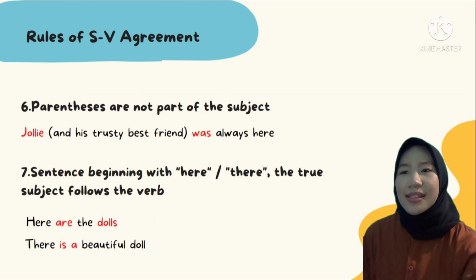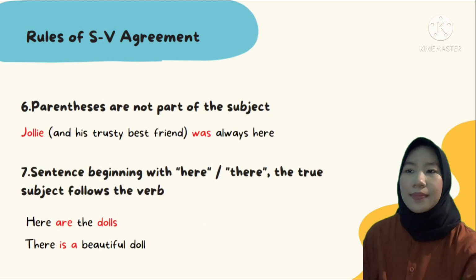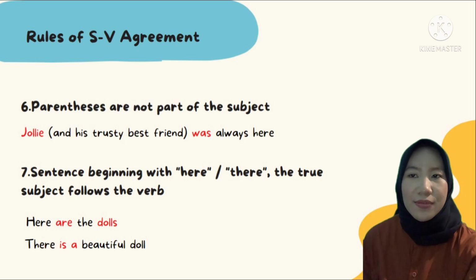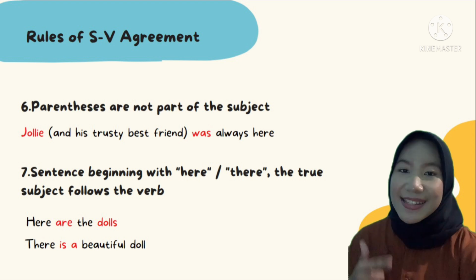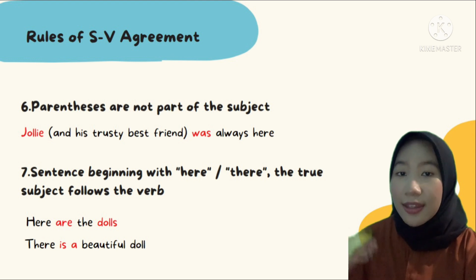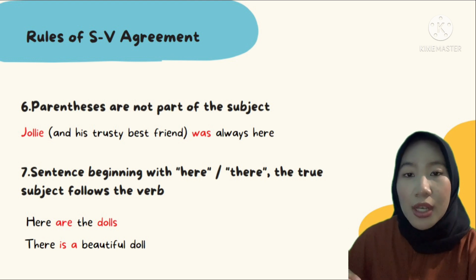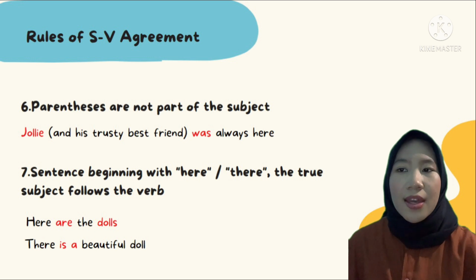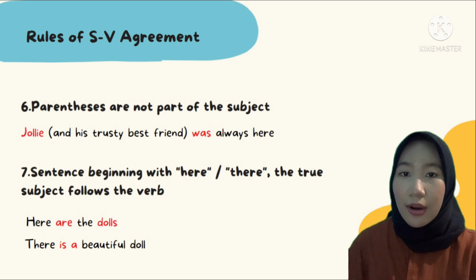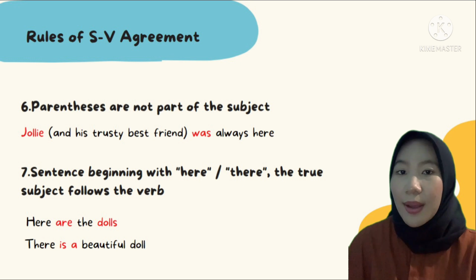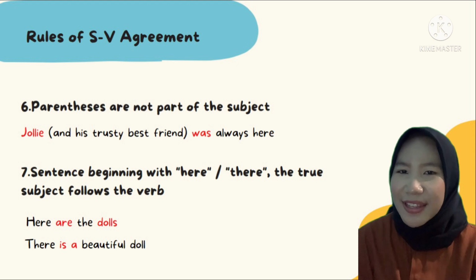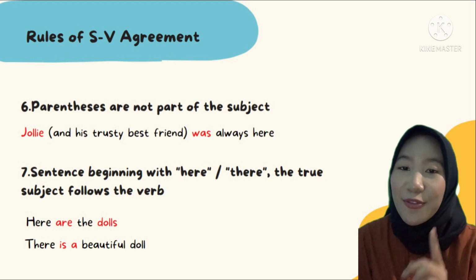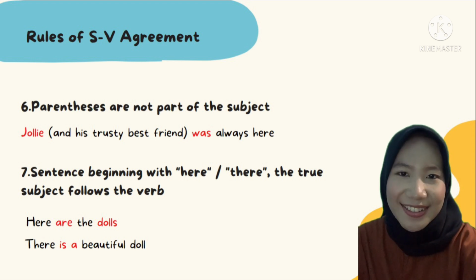Sixth, parentheses are not part of the subject. For example, Jolie (and his trusty best friend) was always there. Just ignore the parentheses there and look at the subject. Seventh, in sentences beginning with here or there, the true subject follows the verb. Example: here are the dolls. Why do you use are? Because the dolls is more than one. And in the second example, there is a beautiful doll. Why do we use is? Because a beautiful doll is just one, so we use a singular.